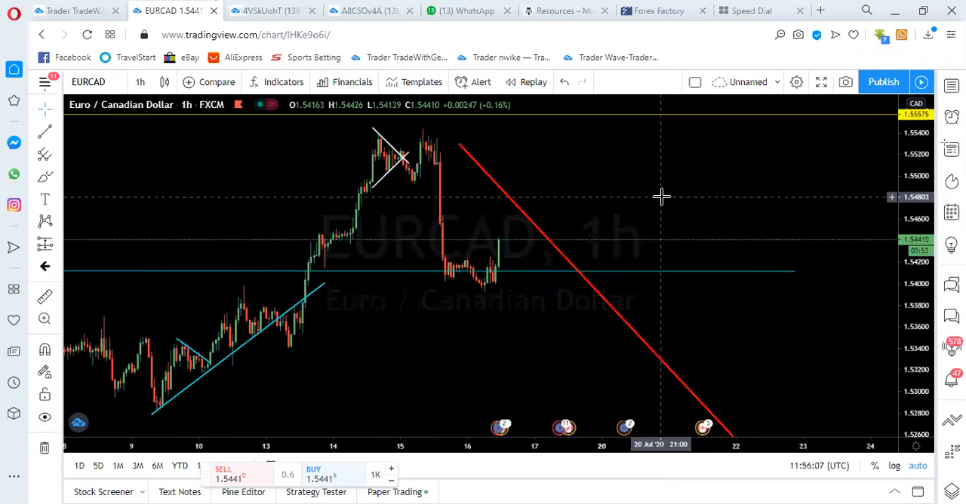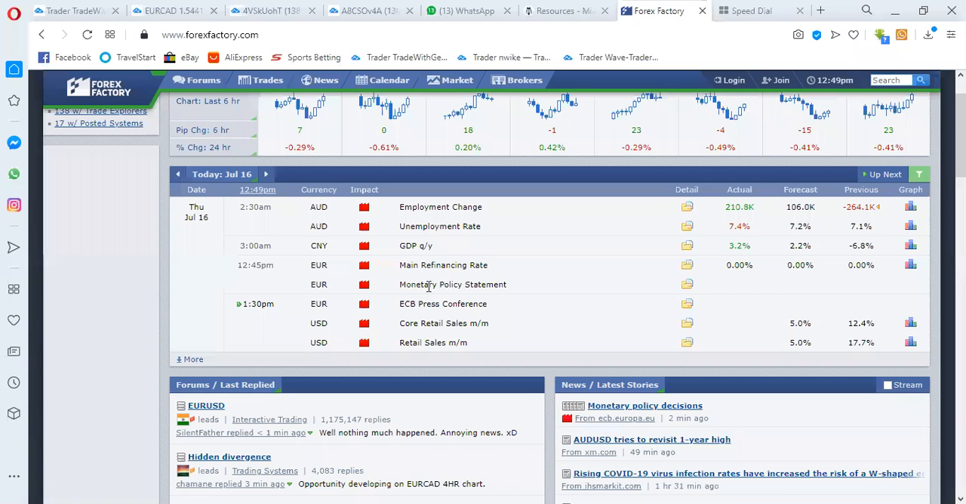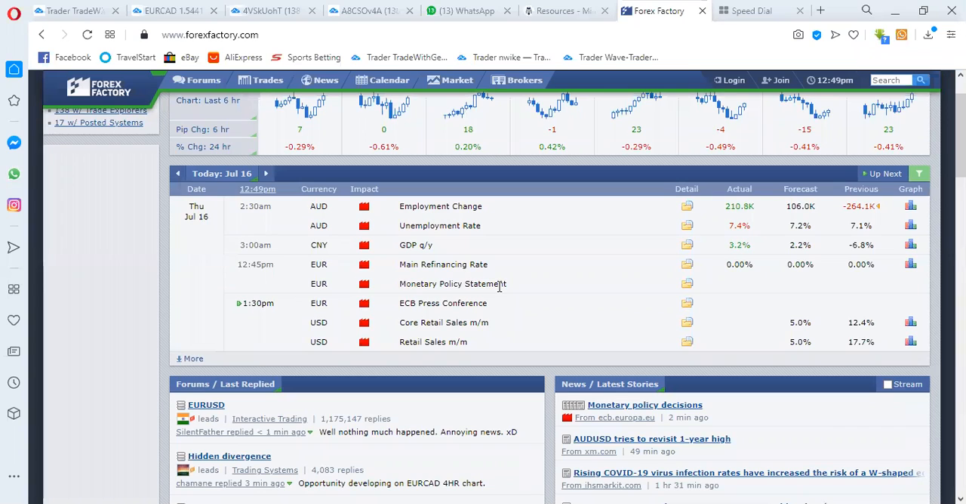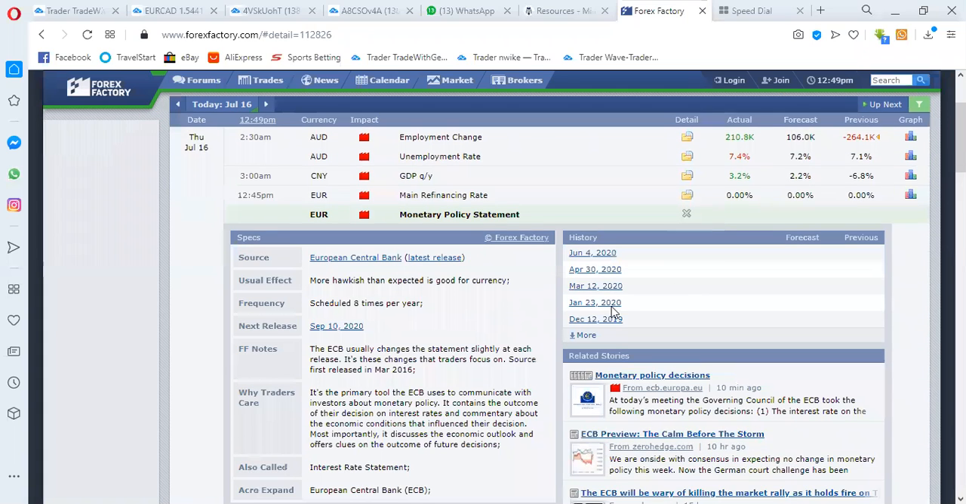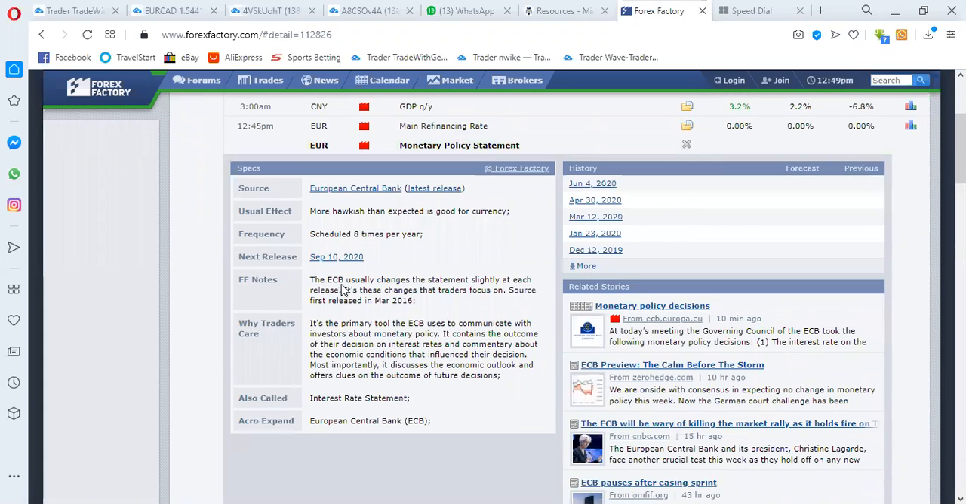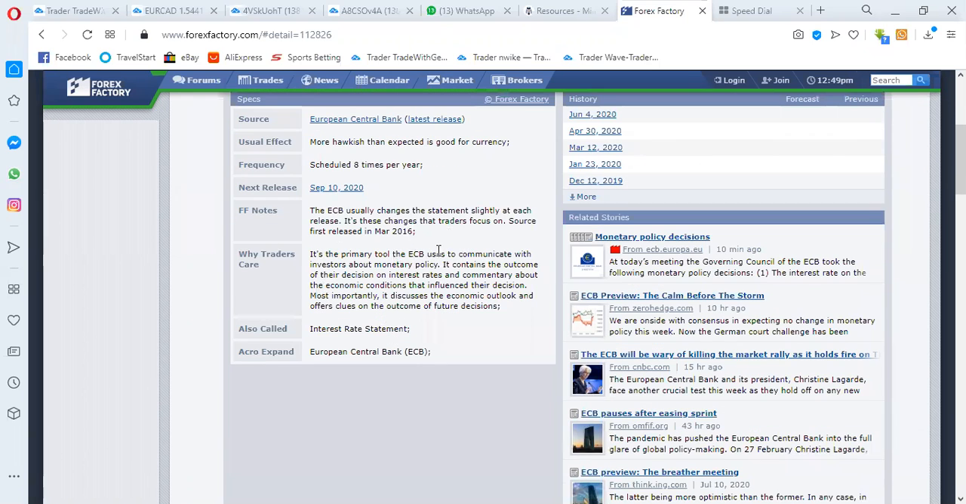That is the policy meeting, but let me go back to the Forex market so that we don't have different information. The monetary policy statement that is ongoing right now is not open to the public. They usually change the statement slightly at each release, and it is these changes that traders focus on. So why do traders care? It is the primary tool the European Central Bank uses to communicate with investors about monetary policies.